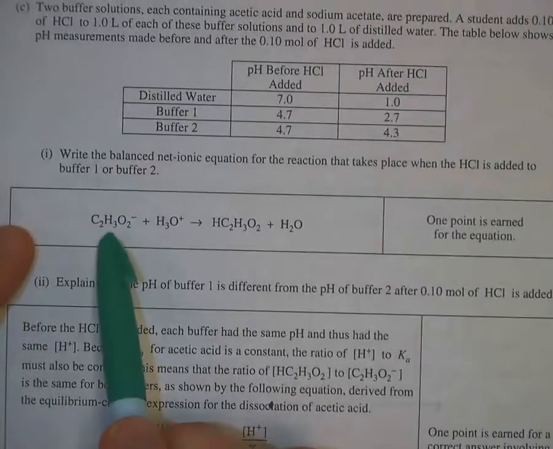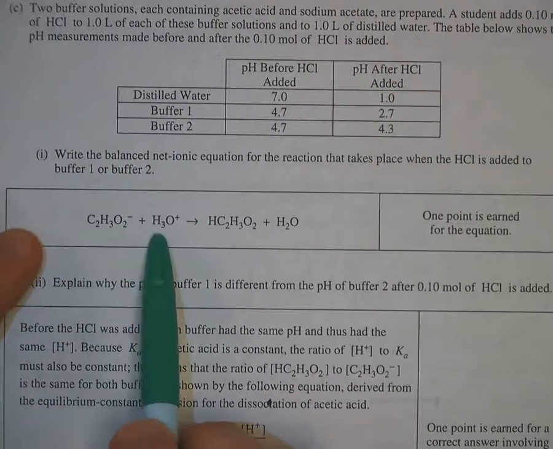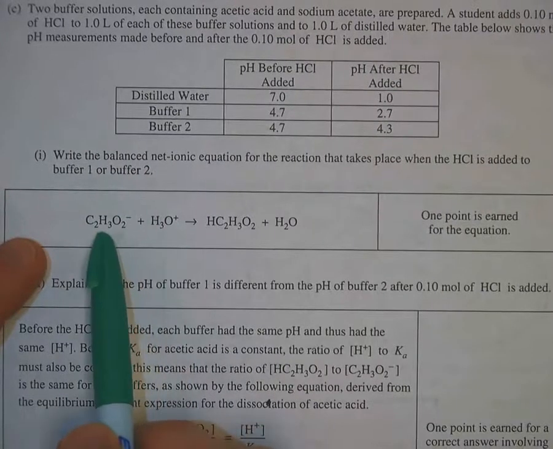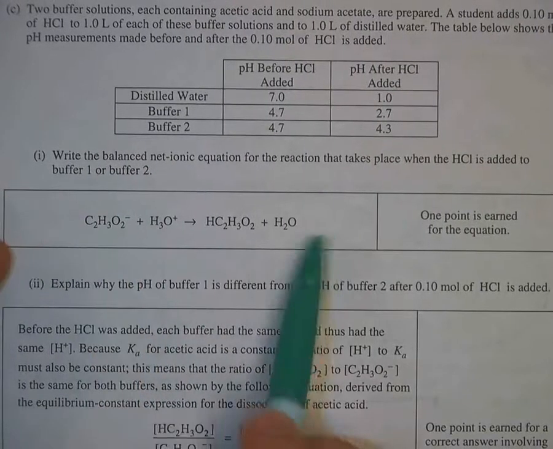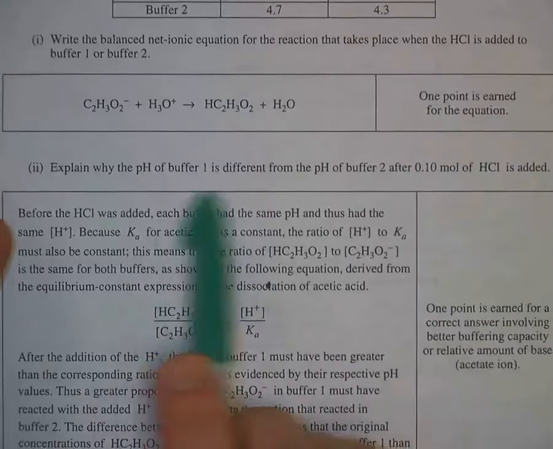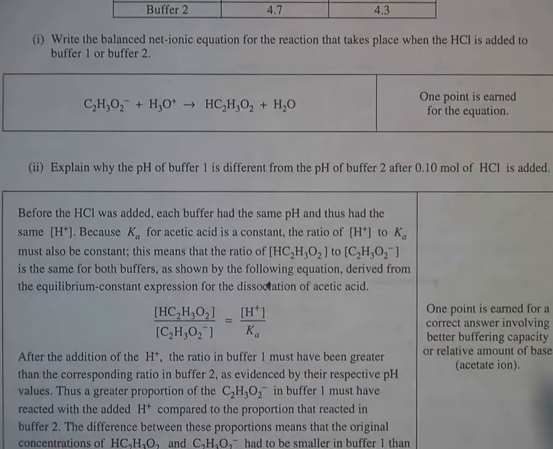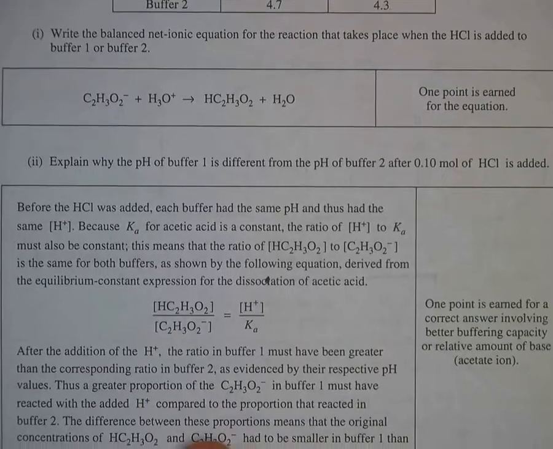So you've got to take the acetate. And since you added HCl to it, that's H+, it'll react with the base of the buffer, and it'll make this guy. Explain why the pH in buffer 1 is different from the pH in buffer 2. Before HCl is added, each buffer had the same pH and thus had the same H+. Because Ka for acetic acid is a constant, the ratio of H+ to Ka must be constant. This means the ratio of these is the same for both buffers, as shown by the following equation derived from the equilibrium constant expression. They go through a huge explanation there.